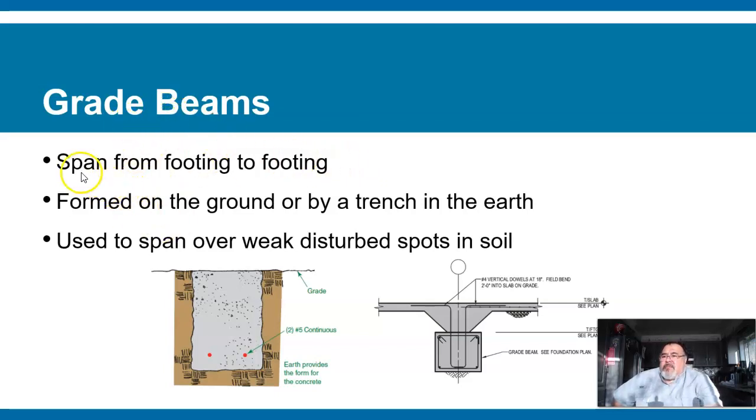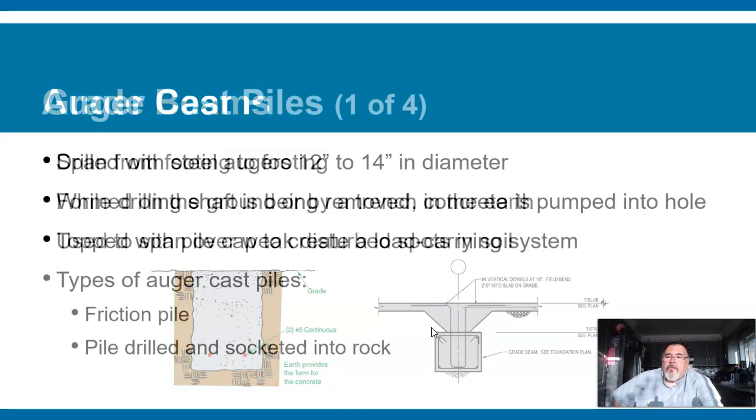The grade beam spans from footing to footing. So it's this concrete beam that goes all the way across to another footing. And they're formed on the ground or by a trench. See, they just dig a hole in here and make a beam underground, and they go all the way across until they reach the other footing. And they span over weak distributed spots in the soil. So they just help prevent the building from sinking into itself.